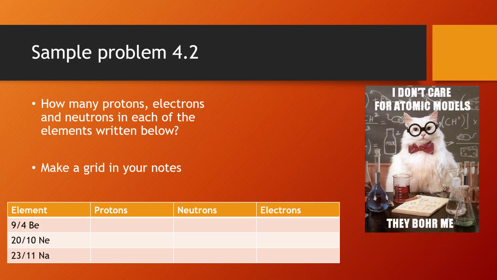So that means that there are going to be how many neutrons? Well, take a moment and fill out this grid. There we go. 5 neutrons. Helium's the same as earlier. And sodium, you can see 23 is the mass number. 11 is the atomic number, meaning there are 11 protons and 12 neutrons in this.